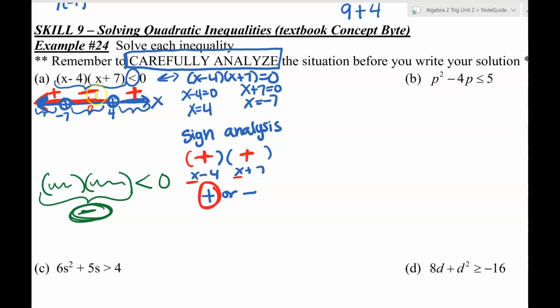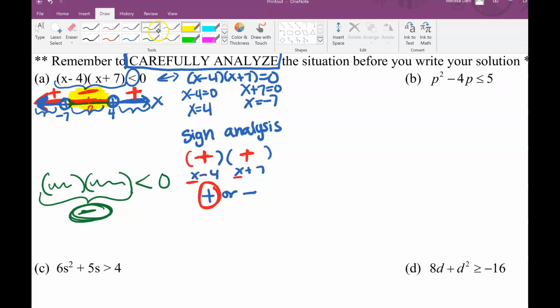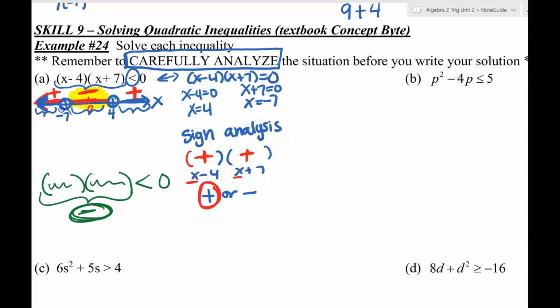So which ones were negative? These x's were negative. So my answer is which x's made it negative, and it's the ones between -7 and 4. So it is x's that are smaller than 4, but at the same time bigger than -7, and we write that in this compound inequality.